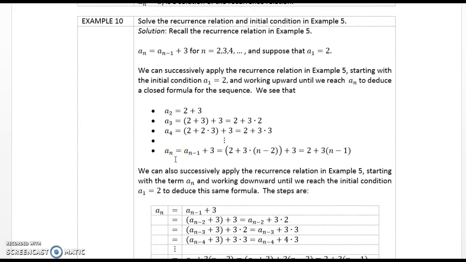Example 10. We are going to use Example 10 here, in our exercises, and in the next module when we do time complexity. Solve the recurrence relation and initial conditions in Example 5. Recall the recurrence relation in Example 5: a_n = a_{n-1} + 3 for n = 2, 3, 4, and suppose that a_1 = 2.